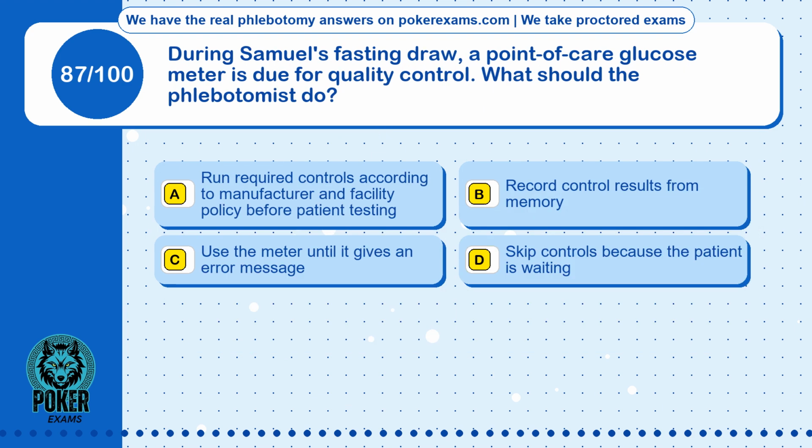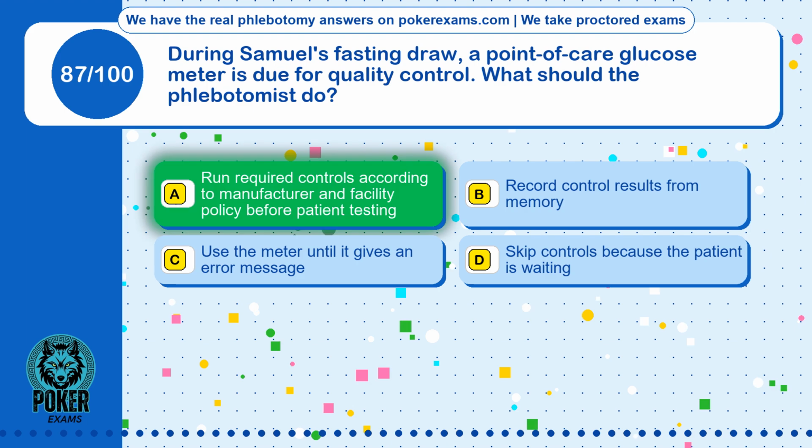Question 87. During Samuel's fasting draw, a point-of-care glucose meter is due for quality control. What should the phlebotomist do? Option A. Run required controls according to manufacturer and facility policy before patient testing. Option B. Record control results from memory. Option C. Use the meter until it gives an error message. Option D. Skip controls because the patient is waiting.